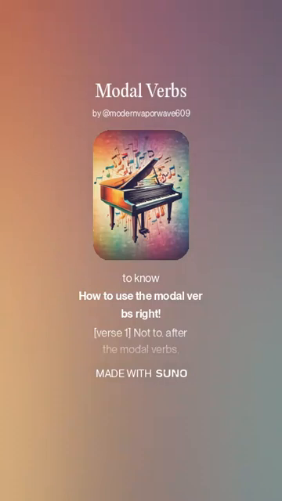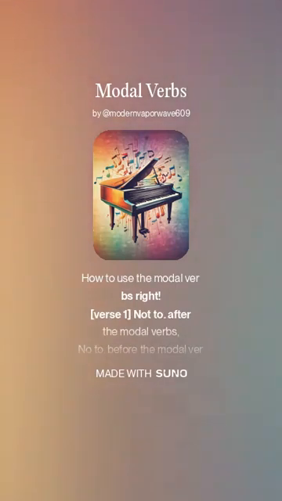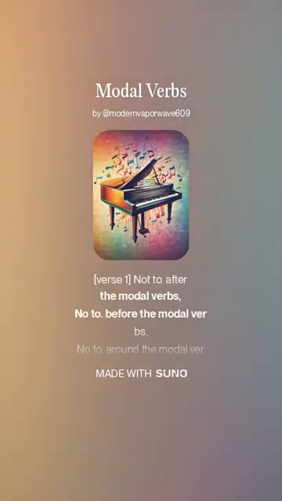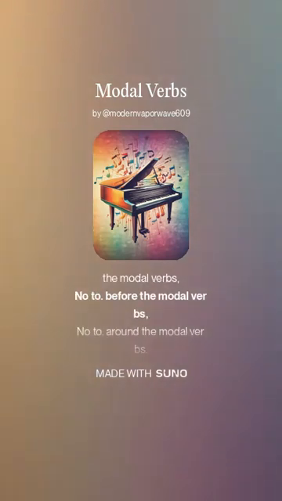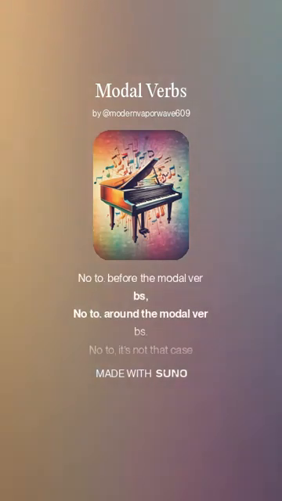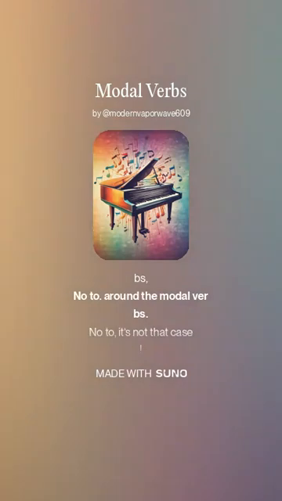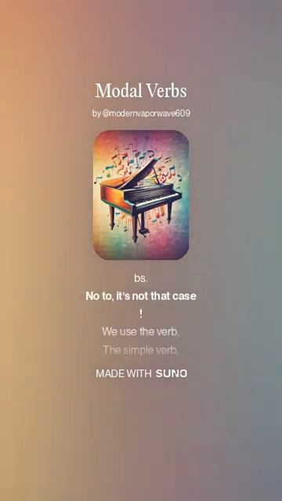To use the modal verbs right: not "to" after the modal verbs. No "to" before the modal verbs. No "to" around the modal verbs. No "to", it's not that case.